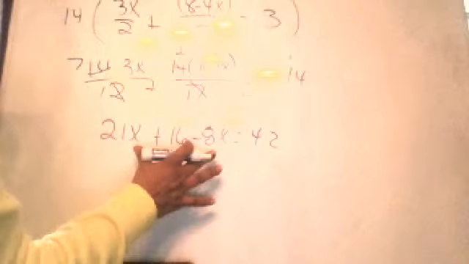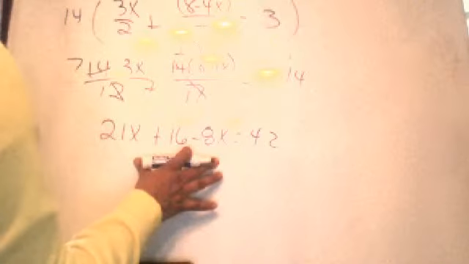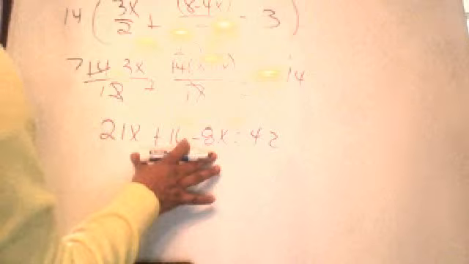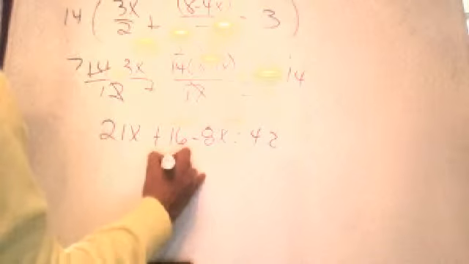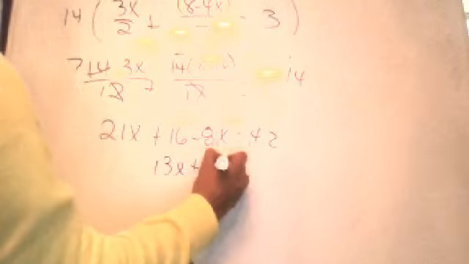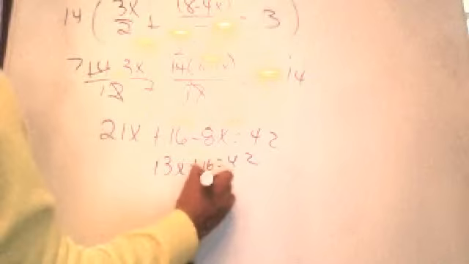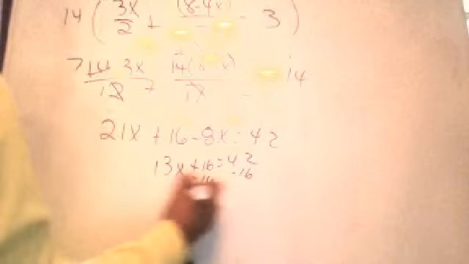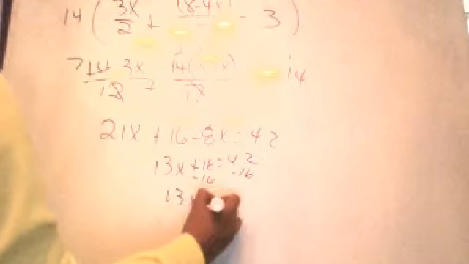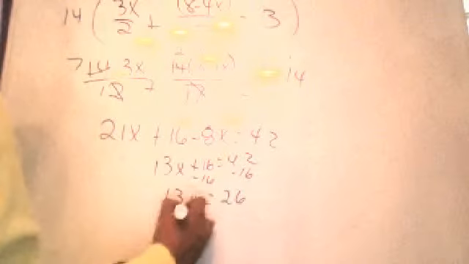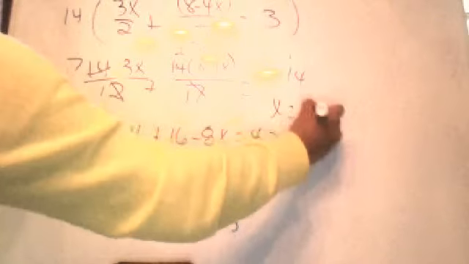Then you combine like terms. So do I have like terms? Yeah. 21 and negative 8 are different signs. You find the difference. So you get 13x plus 16 equals 42. You subtract 16 from both sides. You get 13x equals 26. You divide by 13 on both sides. You get x equals 2. Right? Alright, moving on.